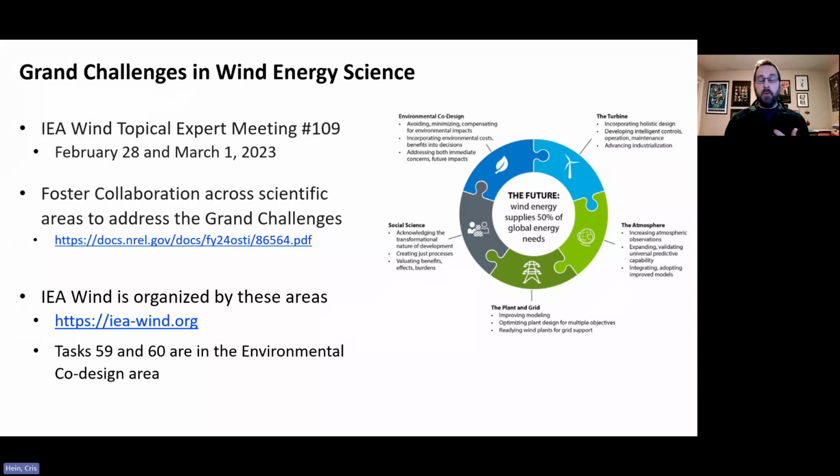collaboration among these areas. Oftentimes we work in our own silos, but to address the challenges of wind energy going forward and to try to meet renewable energy goals, it's important that we collaborate across research fields. And IEA Wind is organized into these 5 scientific areas, and Task 59 and Task 60 fall within the environmental co-design scientific area for IEA Wind. So it just makes sense for us to get together and understand what areas we're working on that overlap and how we can assist each other going forward.